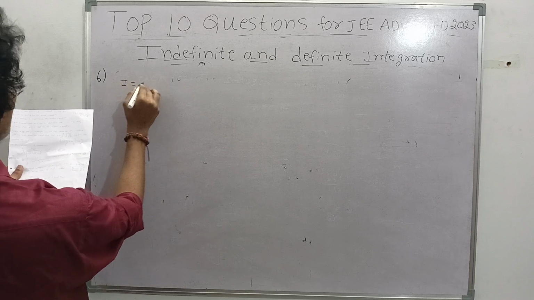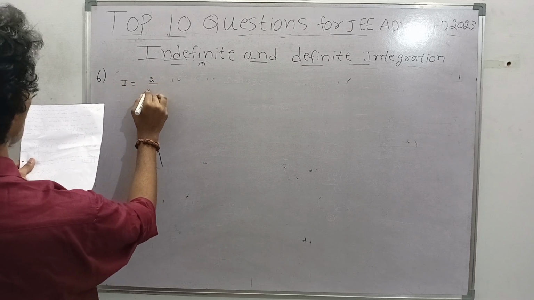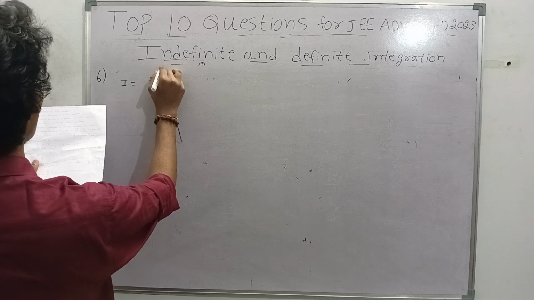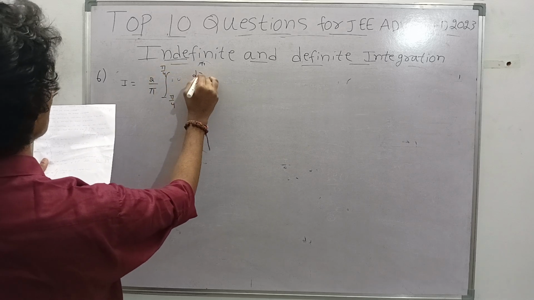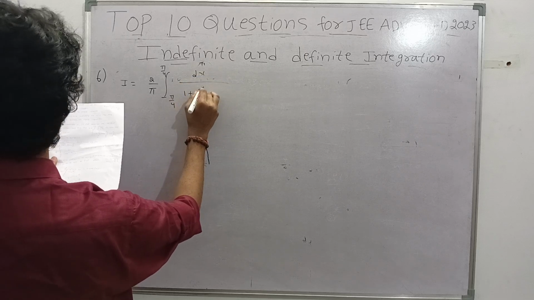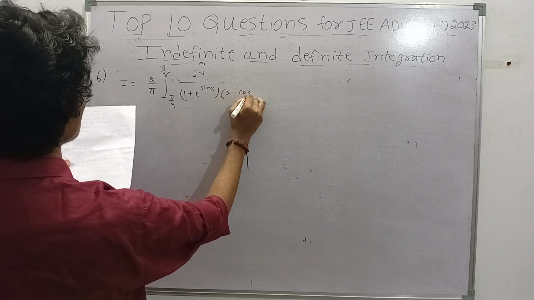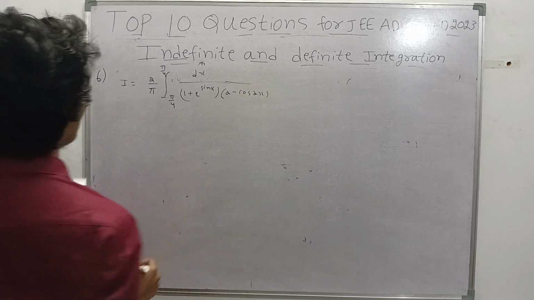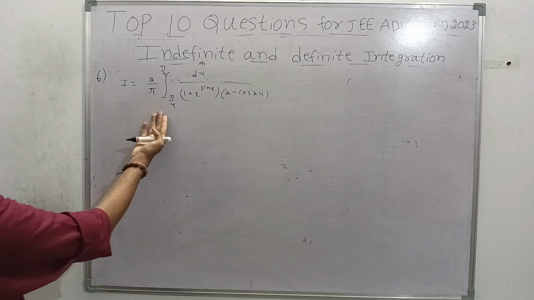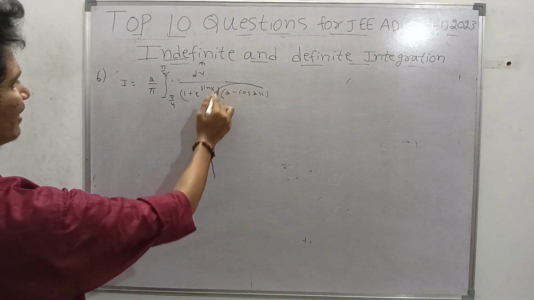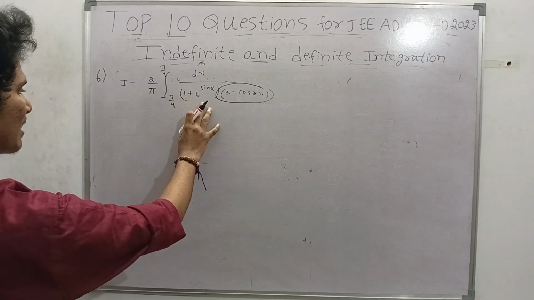Sixth question, it is I equal to 2 by pi integral minus pi by 4 to pi by 4 dx divided by 1 plus e power sin x into 2 minus cos 2x. Now here again it is minus pi by 4 to pi by 4. Cos is same, this thing is not changing.